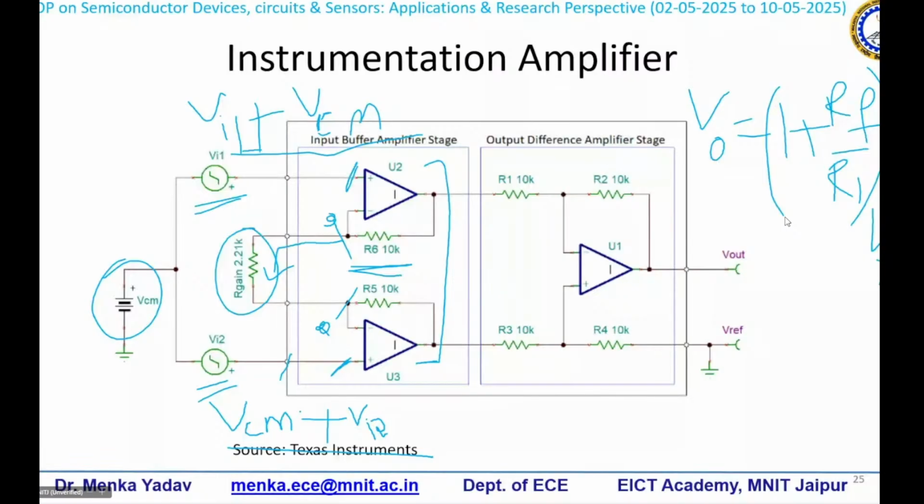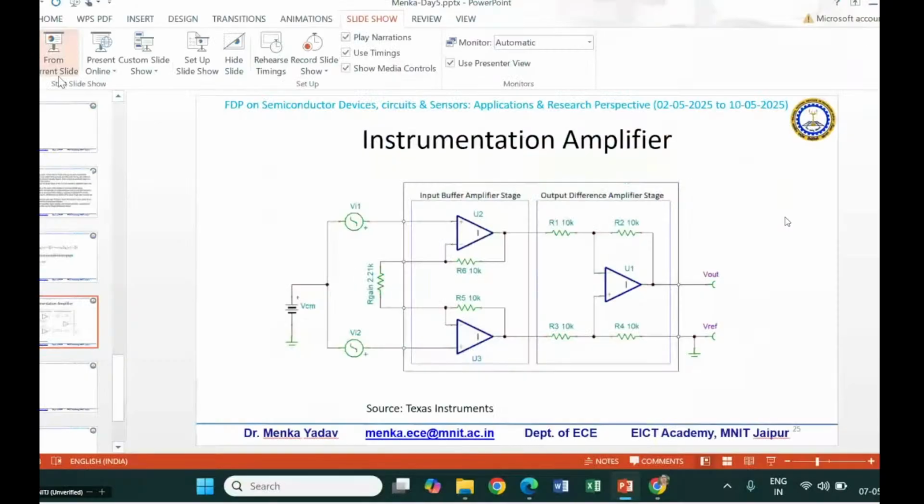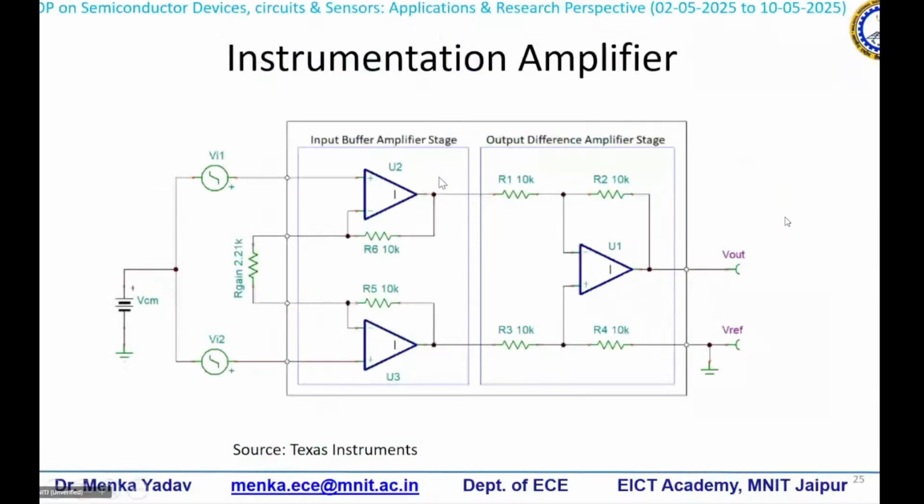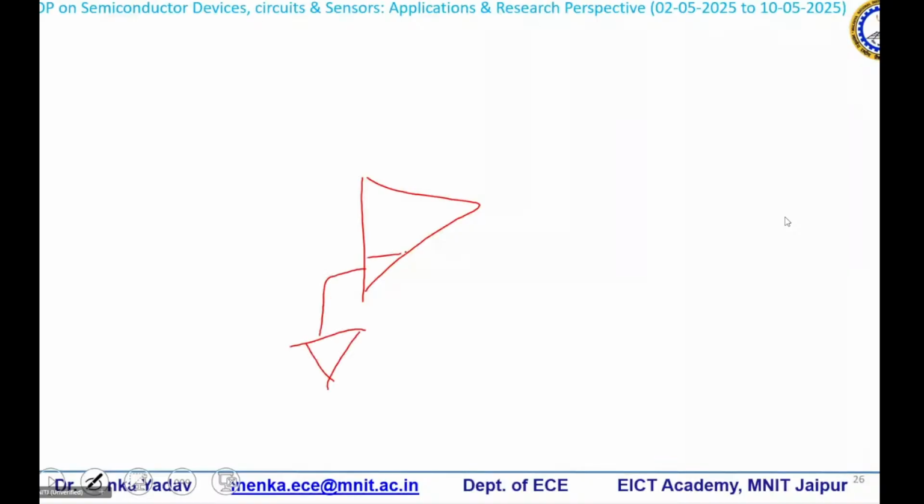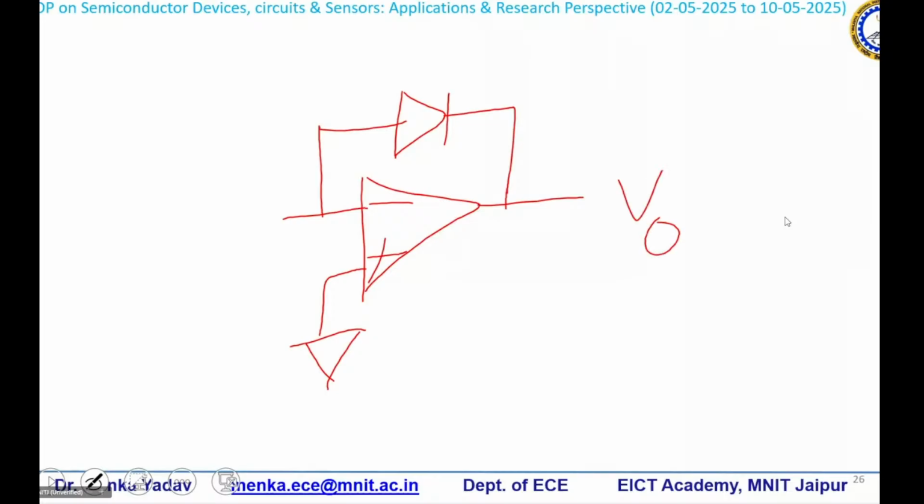Fine. So before this, let me take one more circuit. Let me introduce you. Just now you were introduced to a logarithmic amplifier. So let's take it in this way. This is your virtual ground, and this is your diode, connected in this way, and this is your output VO.